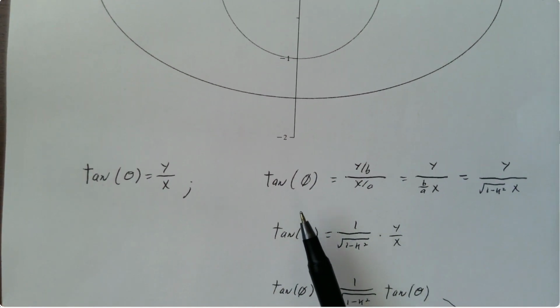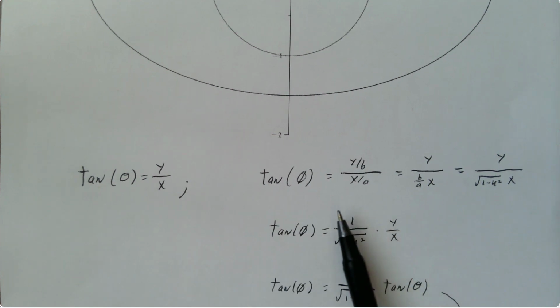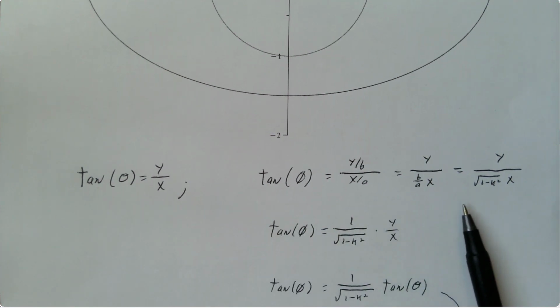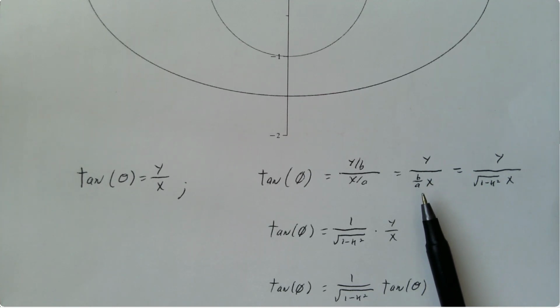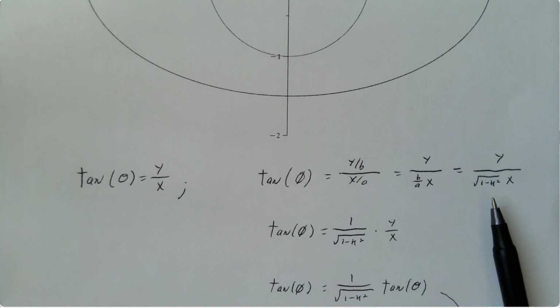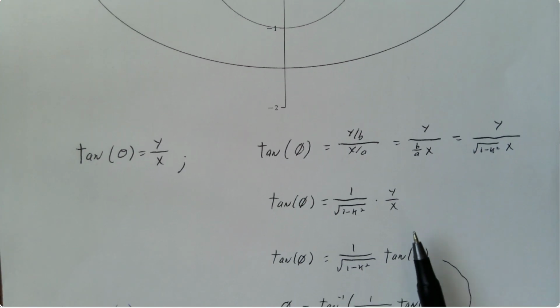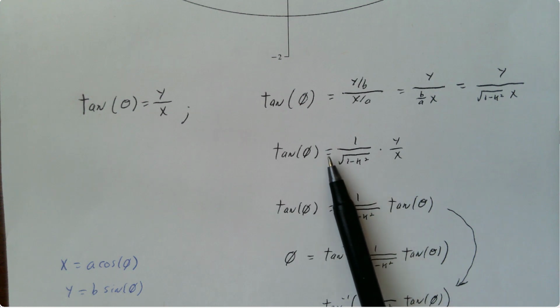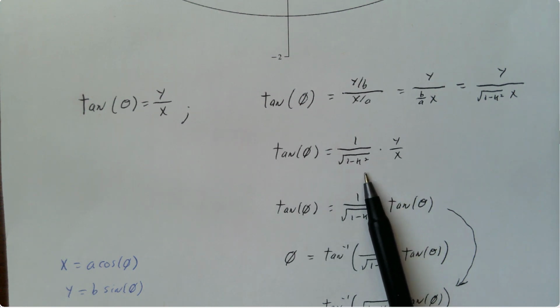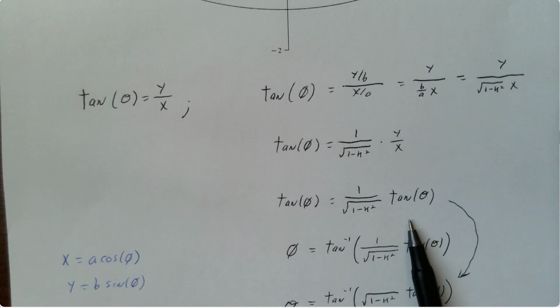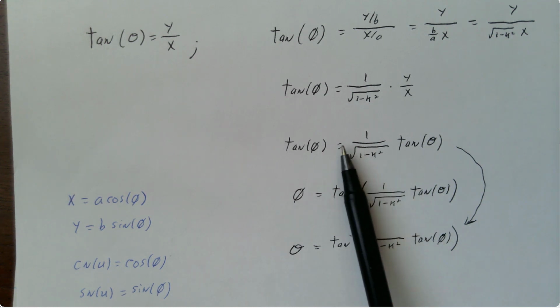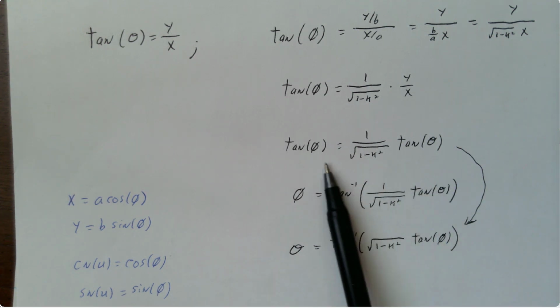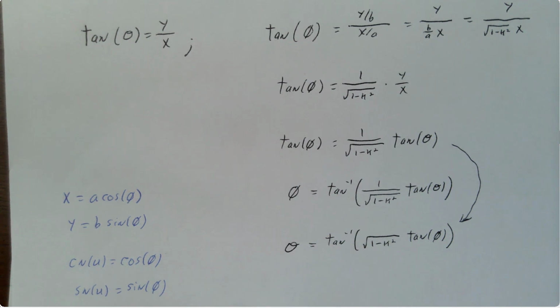So the relationship between theta and phi is tangent theta equals b over a tangent phi. I'll turn the b over a into square root of 1 minus k squared there. And so we get this relation. Tangent phi is 1 over square root of 1 minus k squared times y over x, but that's just tangent theta. And conversely, theta is the arctan of square root of 1 minus k squared tangent phi. Right, so we have this relationship here. I can multiply by square root of 1 minus k squared.